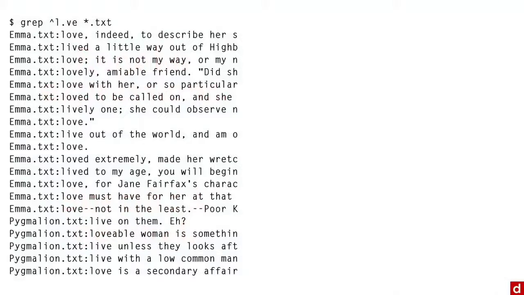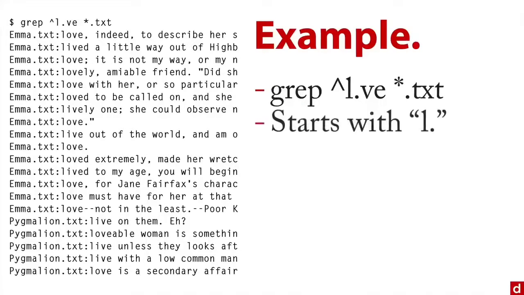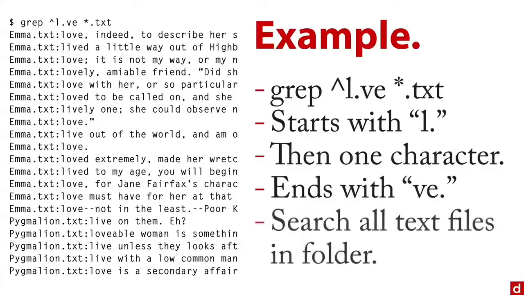What I've done is I've taken some text documents. They're actually the texts of Emma and Pygmalion, two books I got off of Project Gutenberg. And this is the command, grep l.ve *.txt. So what I'm looking for are lines in either of these books that start with L. Then they have one character, can be whatever, and then that's followed by VE. And then the *.txt means search for all of the text files in that particular folder. And what it found is lines that began with love and lived and lovely and so on.